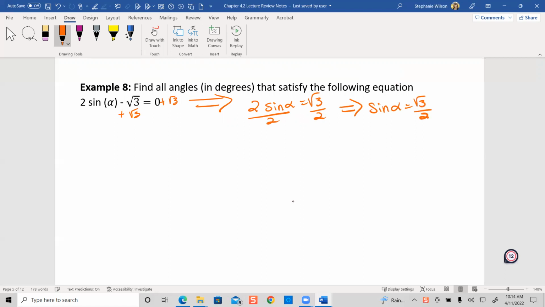And now I'm going to take its inverse because I need to get it set. We know what A is. A now is going to be that square root of 3 over 2. And now I'm going to take the inverse of the sine. And when I do that, I get pi over 3. And when I plug it into degrees, I get 60 degrees.